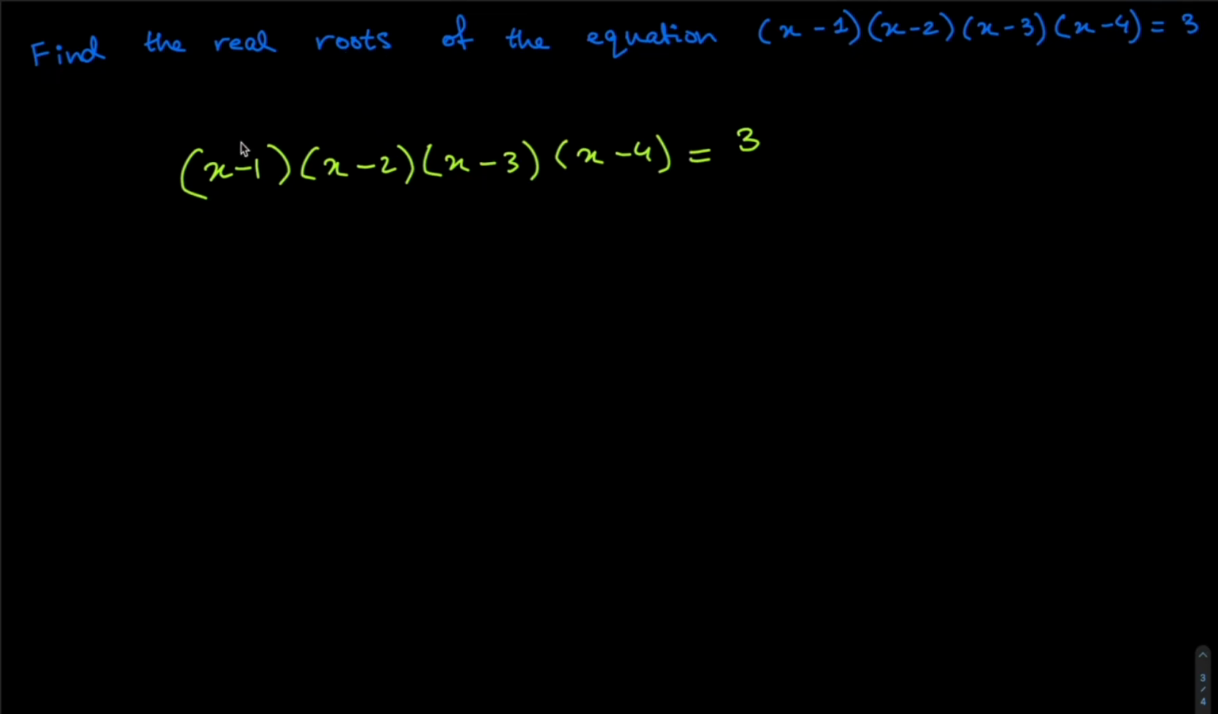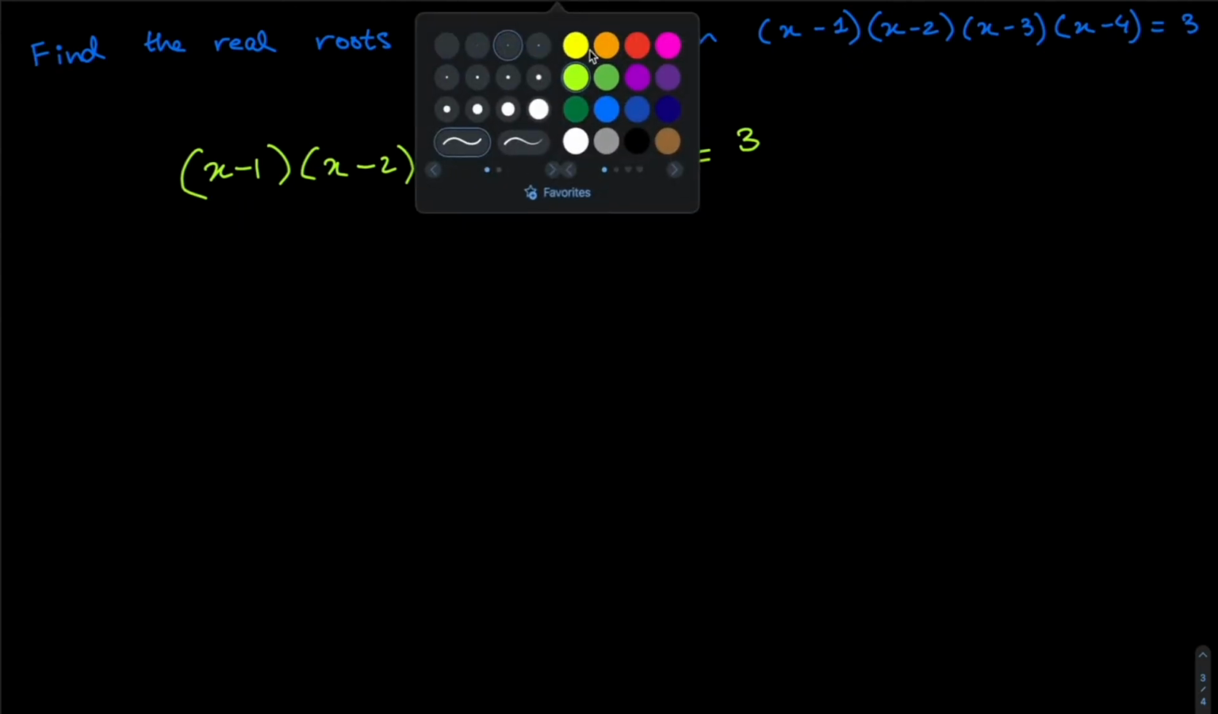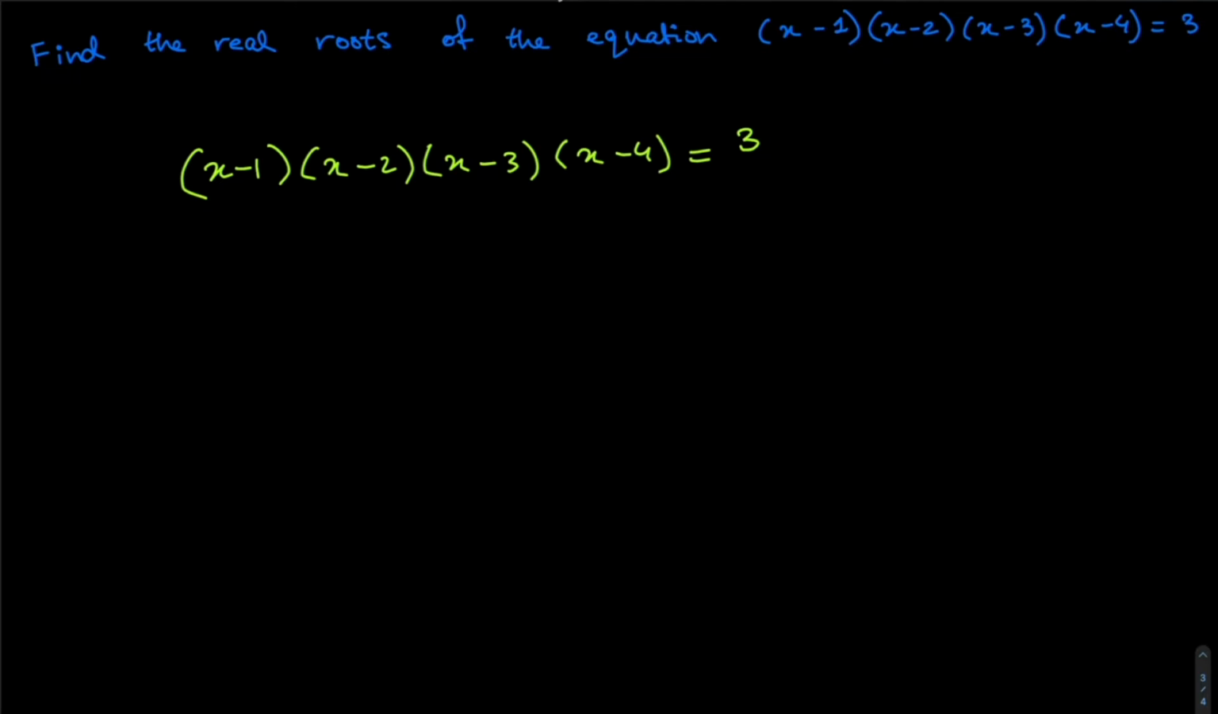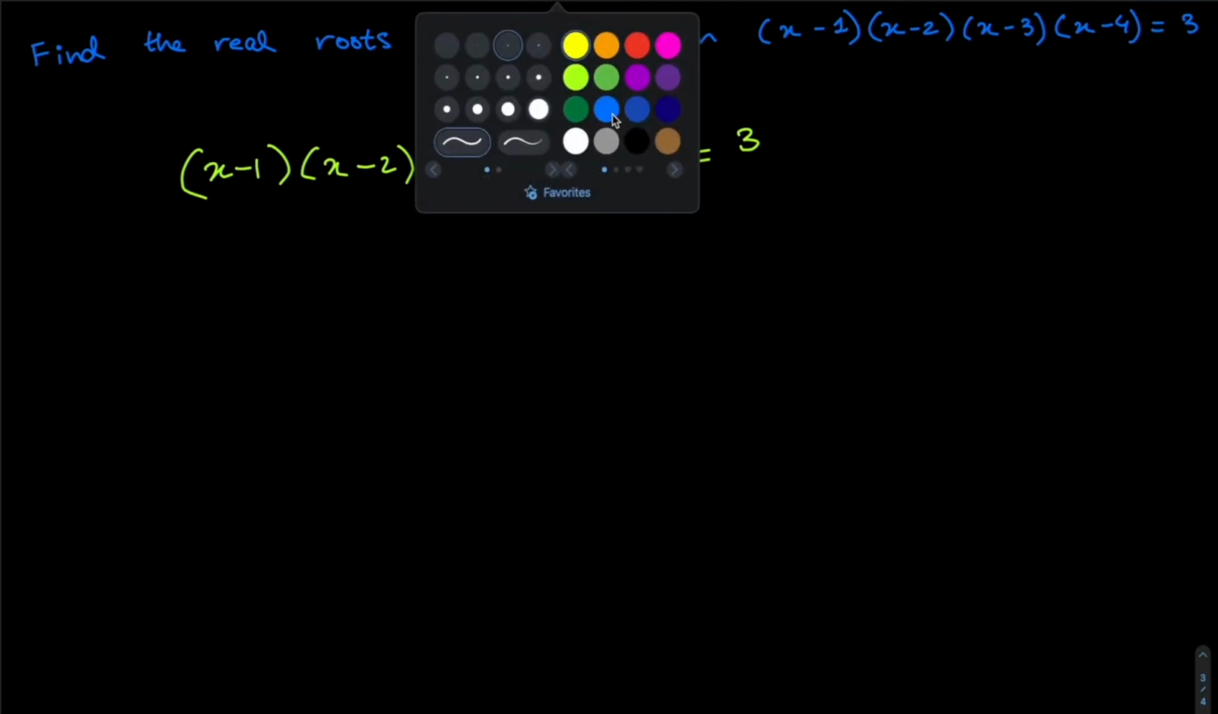So what I'm going to do is multiply this and this together. Let me erase this. Let me use a different color. I'm going to multiply x minus 1 and x minus 4 together. The reason I'm doing that is because I see something common which I can work with.